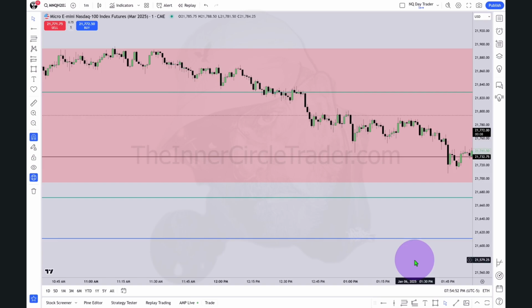And I want to know where it's likely to draw to, and then afford myself the opportunity to catch a runner if it wants to trade down to the midpoint of the gap, or consequent encroachment, which is that blue line here. So I want to frame an idea around all those things. So let's take a look at that now.